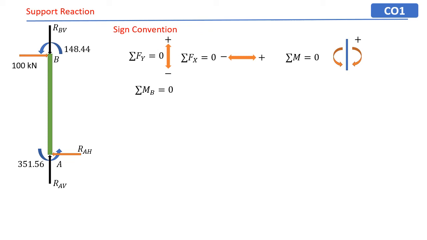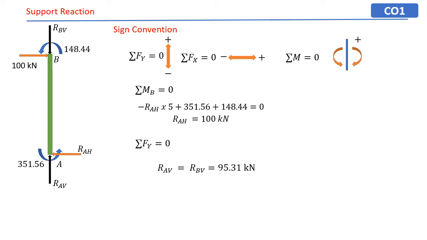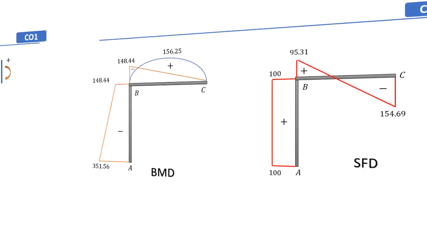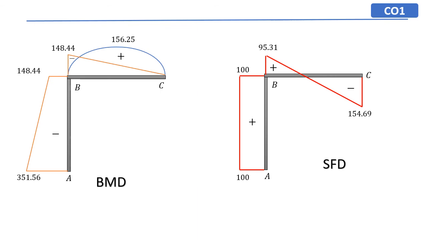Just we are considering a moment equation, equilibrium equation at B. Moment at B is equal to 0. We'll get RAH is equal to 100 kilonewton. Then apply summation Fy is equal to 0. We'll get RAV is equal to RBV, 95.31 kilonewton. Then we can plot bending moment diagram and shear force diagram like this.